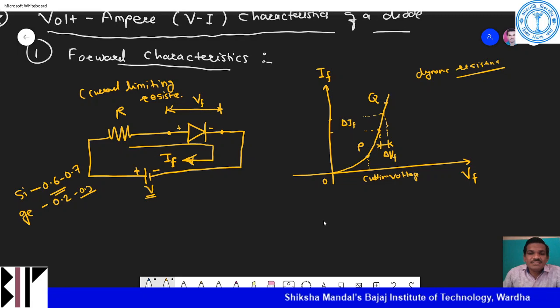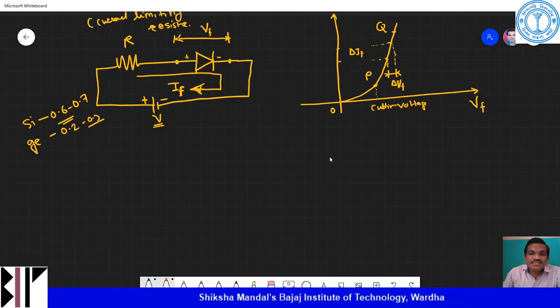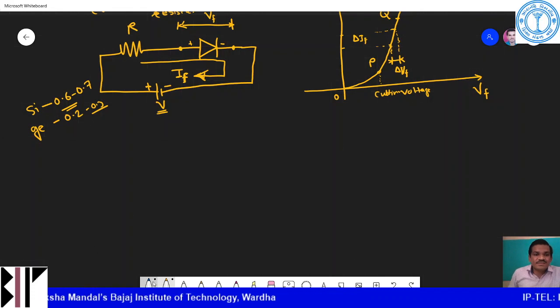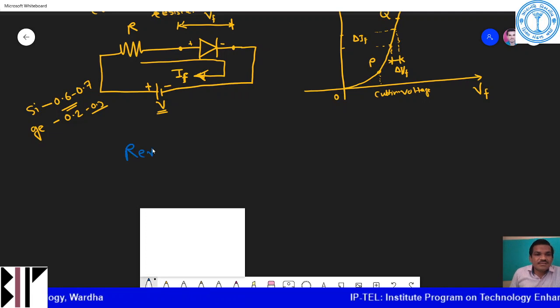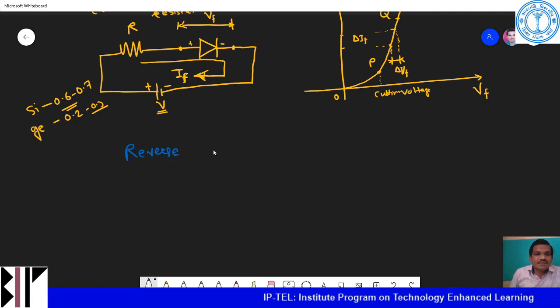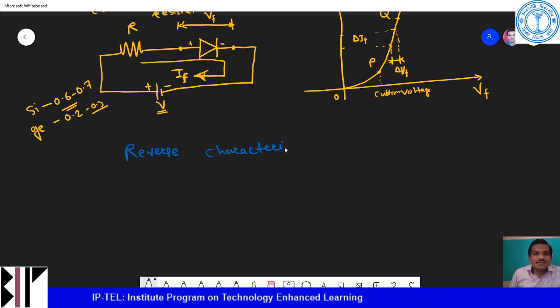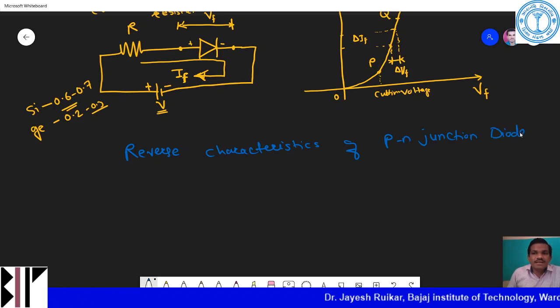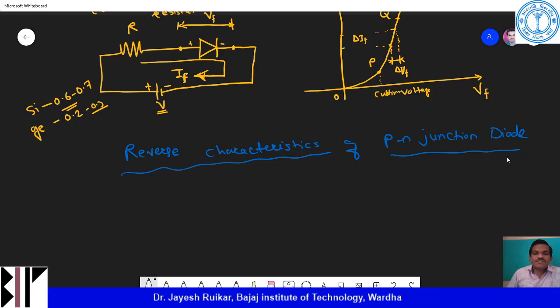The next one we can see is the reverse characteristics of the PN junction diode. So next we will see the reverse characteristics of the PN junction diode.